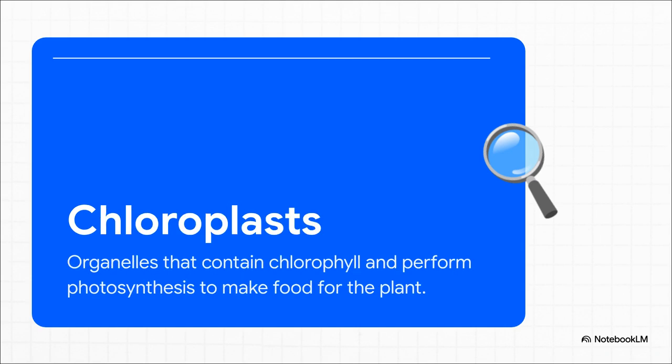Okay, step 2, we add chloroplasts. And these are amazing, seriously. Think of them like tiny, solar-powered kitchens inside the cell. They've got this green stuff called chlorophyll, and they use sunlight to cook up food for the plant. And yeah, that whole process has a name, photosynthesis.